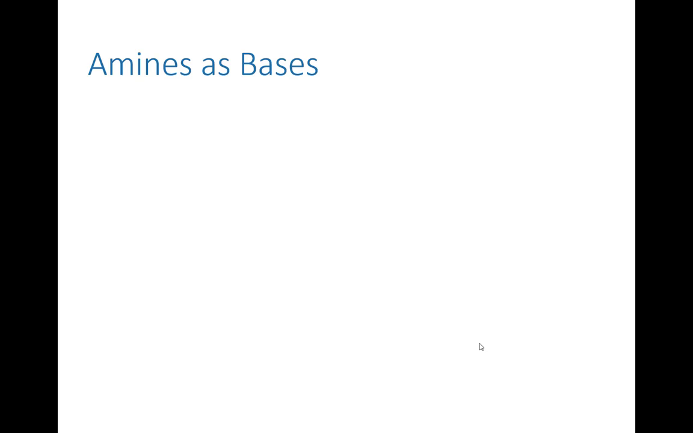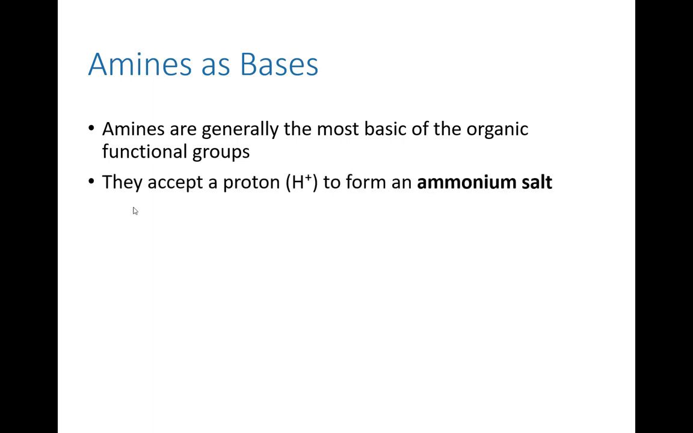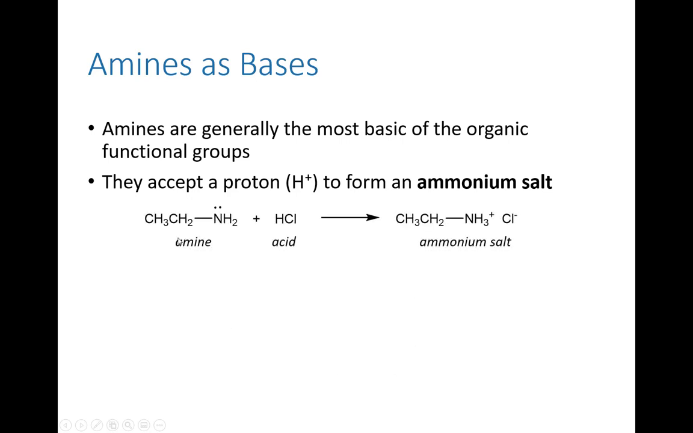Just as carboxylic acids were the most acidic of the functional groups in general, we find that amines are the most basic. And that should kind of make sense to us. Even if we think of the name amine, it's very closely associated with the base ammonia. As bases, this means they will accept a proton, that is an H+, and form ammonium salts when they are reacted with acids. So here we have an example of that reaction.